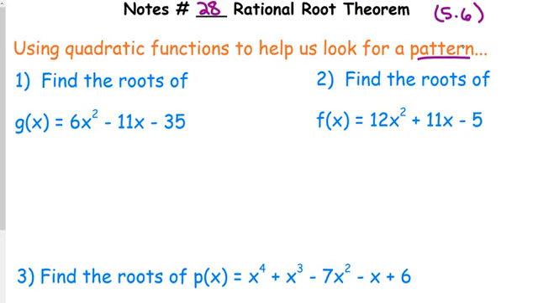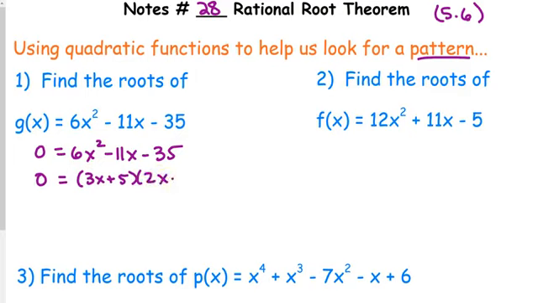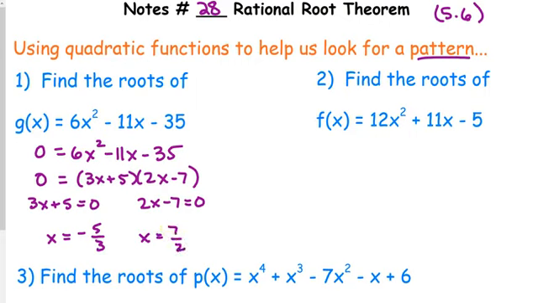We have g of x, and if we're going to find the roots, then we need to find the points where the y-coordinate is 0. So let's put 0 in for g of x. This is factorable. I'm just going to speed things up for us a little bit. I've already factored it. We get 3x plus 5 times 2x minus 7, and then set each factor equal to 0. And solve each one, and we end up with x equals negative 5/3 or positive 7/2. So those are the roots.